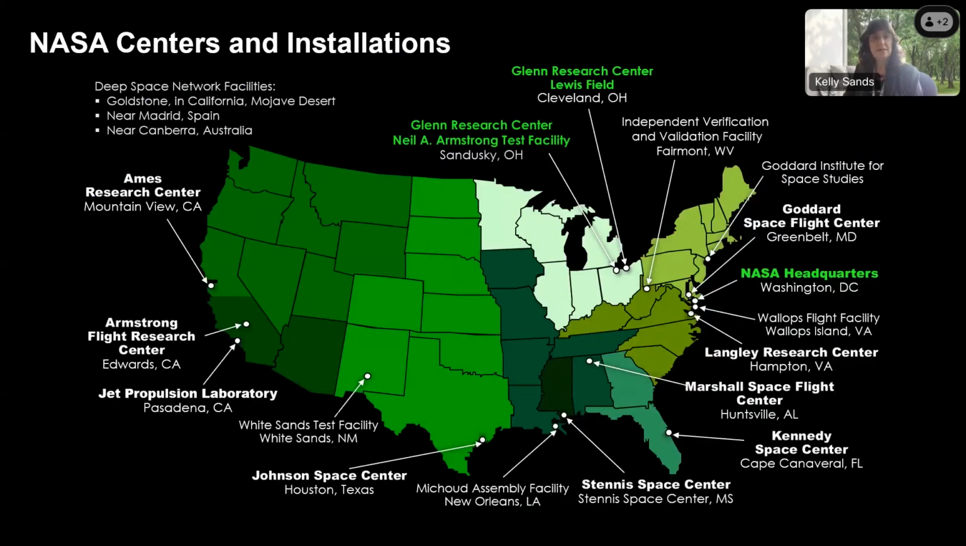So NASA has 10 field centers throughout the United States. In addition to the field centers, NASA has many installations where highly specialized testing, building of aircraft and spacecraft, and verification occur. NASA Glenn Research Center's Lewis Field is located in Cleveland, Ohio, along with the Neil A. Armstrong Test Facility nearby in Sandusky, Ohio. Each field center and installation provide unique services, research and technology to further NASA's missions.